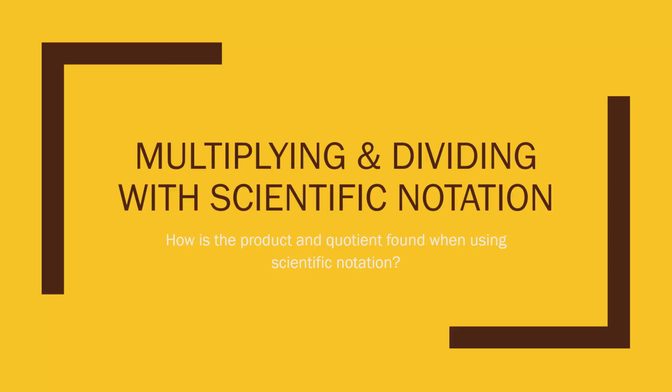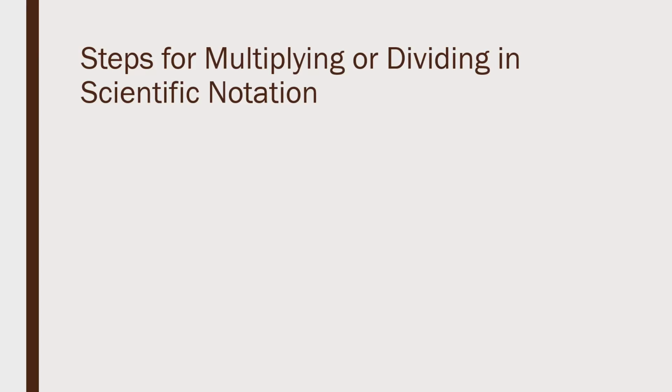So first we're going to go over multiplying and dividing with scientific notation and how to find the product and quotient when we are multiplying or dividing in scientific notation. Now, although it may seem weird to start with multiplying and dividing rather than addition and subtraction, multiplying and dividing is actually much more simple. So we're going to start with the easier part first and then move into the little bit more difficult part.